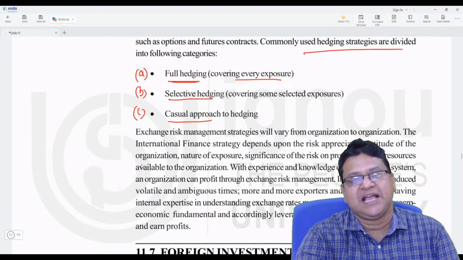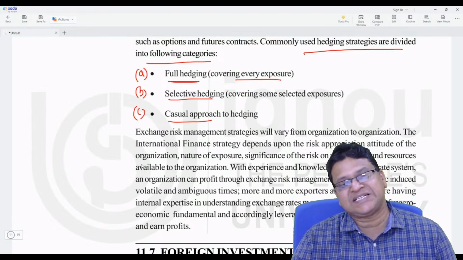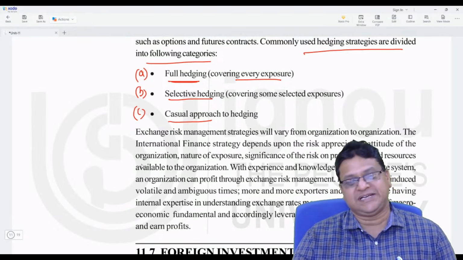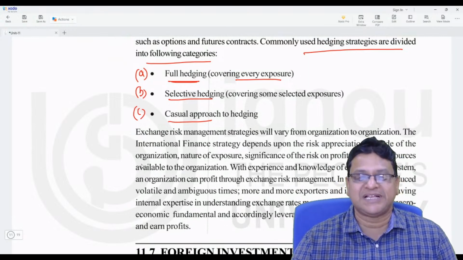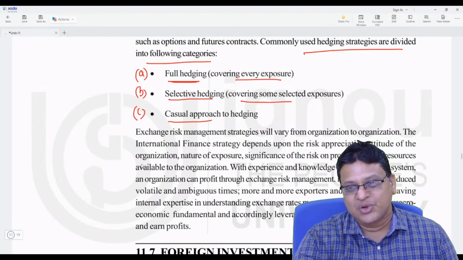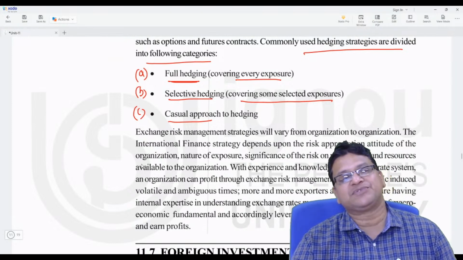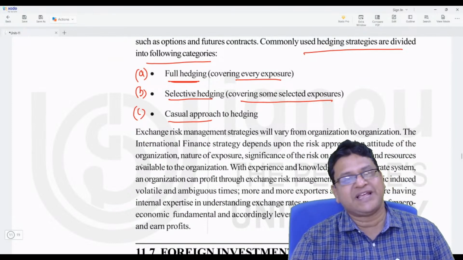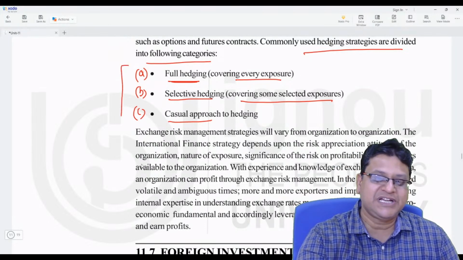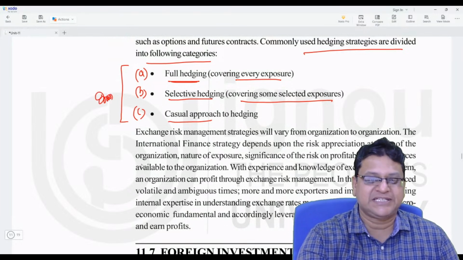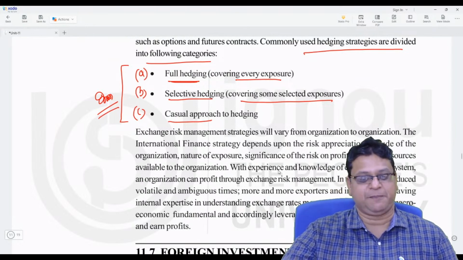The hedging strategies are divided into three categories. Full hedging, total hedging of your currency risk, is known as full hedging. What is selective hedging? You hedge some risk, you do not hedge some risk. That is known as selective hedging. What is casual hedging? You sometimes hedge, you sometimes do not hedge. There is no rule for hedging. That is casual approach to hedging. Companies normally follow three types of hedging strategy for managing currency risk: full hedging, selective hedging, and casual hedging.